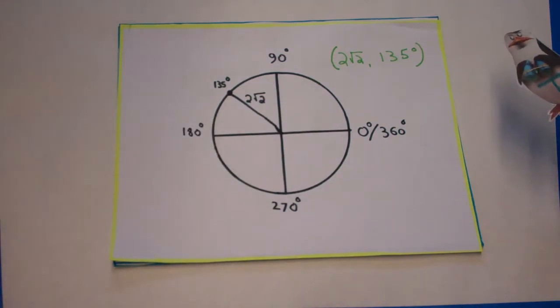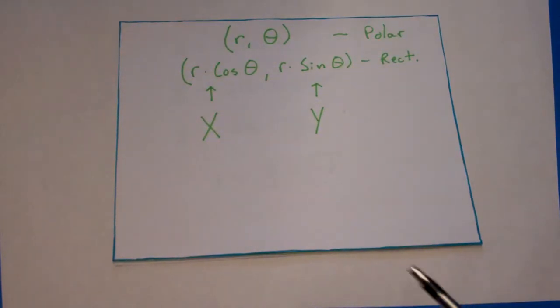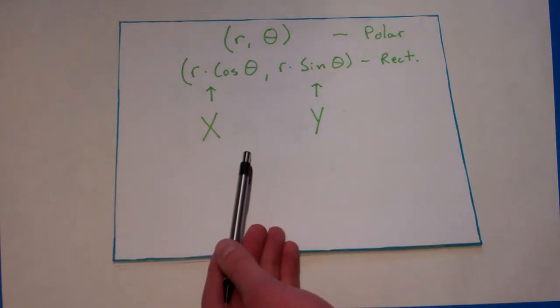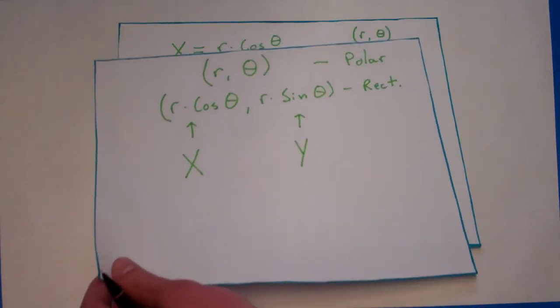Now what? Well, this equation is the equation we will use to convert. As you can see, x represents r times the cosine of theta, and y represents r times the sine of theta. First, we will solve for x.